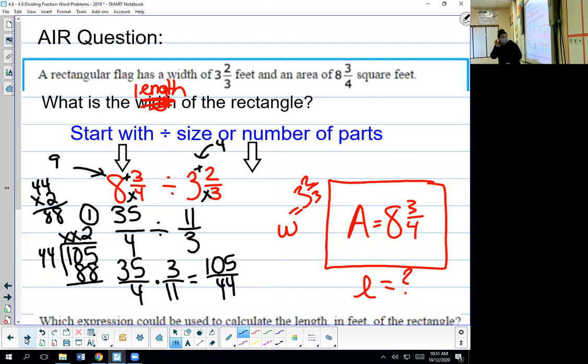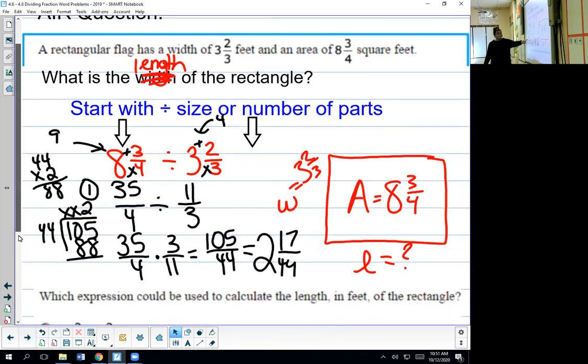What did you say? 17/44. Okay, so 2 and 17 over 44. How do I know I'm done? That's fine. 17 is fine, because there are no two numbers that you can multiply together other than 1 and 17. You get 17 without going into decimal. Very good. Okay, so this is the actual question on the AIR test.